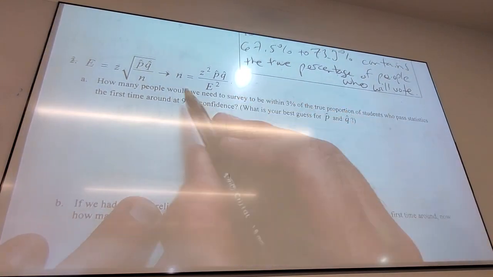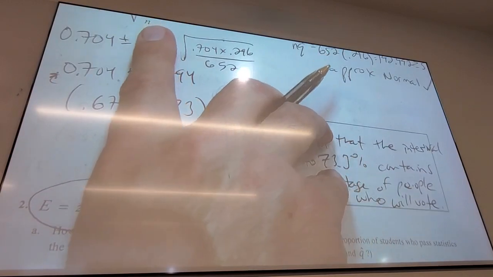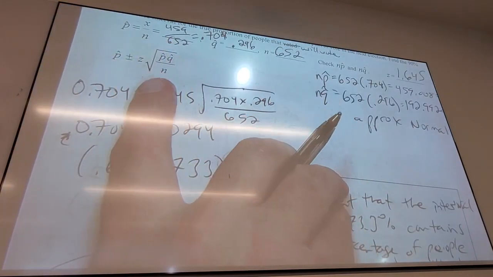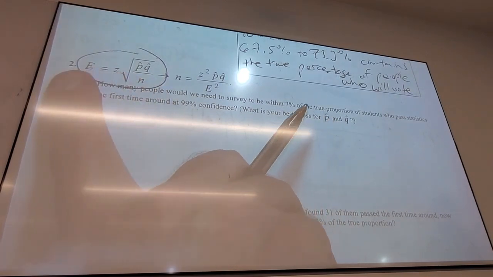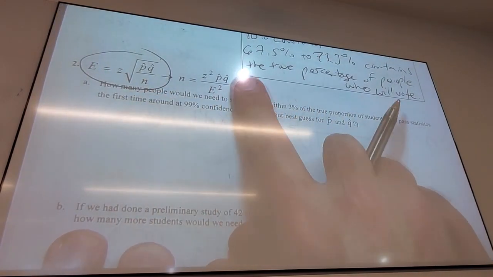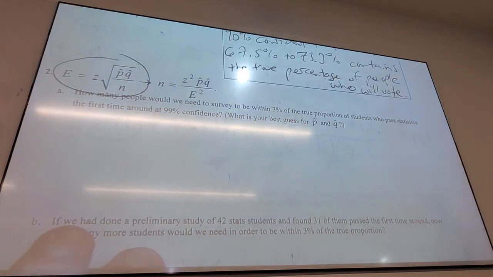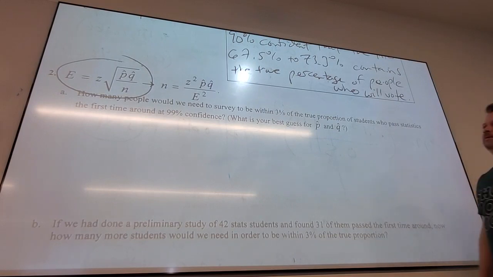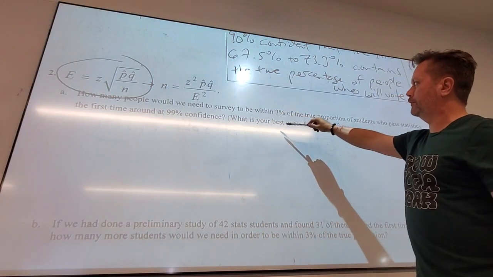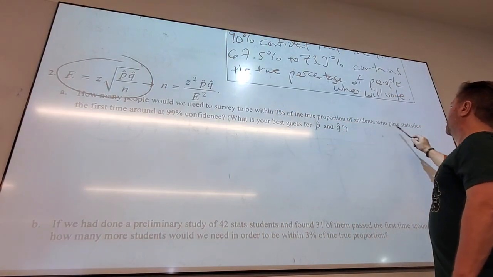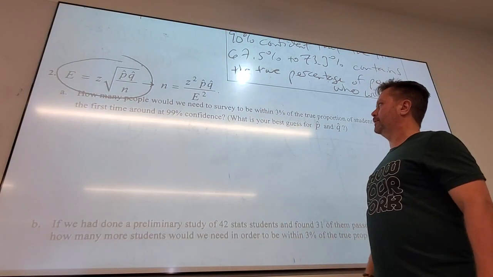So just to cut to the chase here, everybody agree with me that's the error part of this? Like something like Bessie pointed out earlier, this is the error. If I set that equal to this and I solve, I multiply by rad n and divide by e and I square both sides, I end up with this. So here's what's really weird. If I'm stepping into a situation like part A, how many people would we need to survey to be within 3% of the true proportion of students who pass statistics the first time around at 99% confidence?